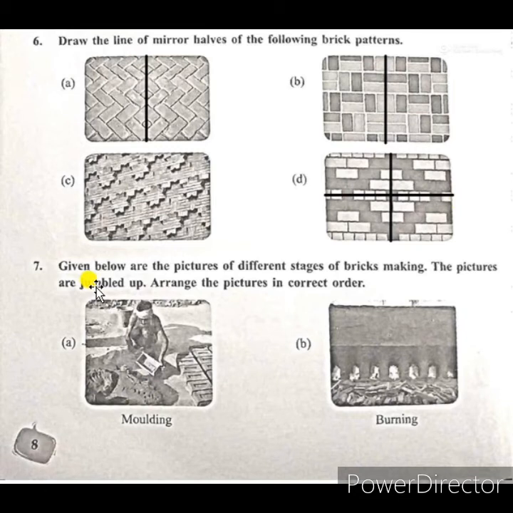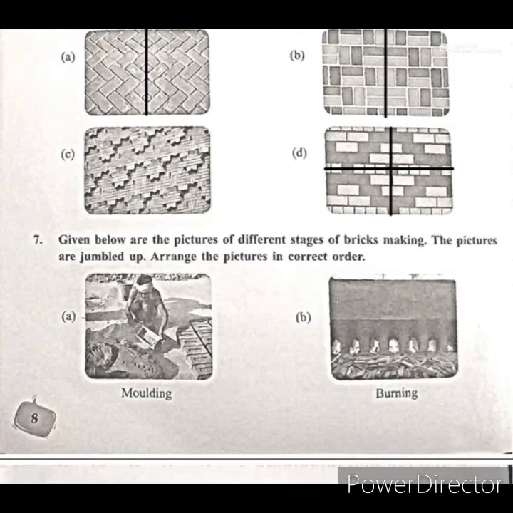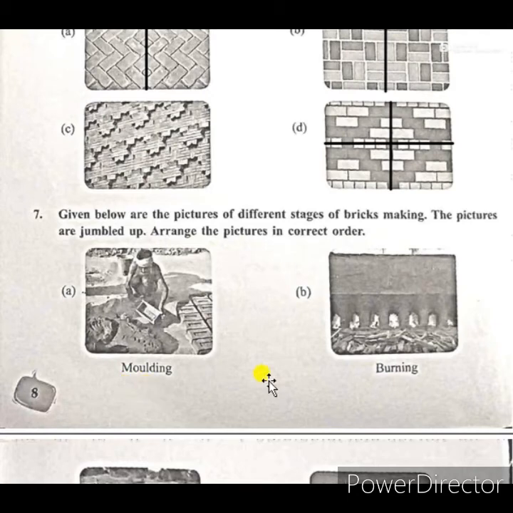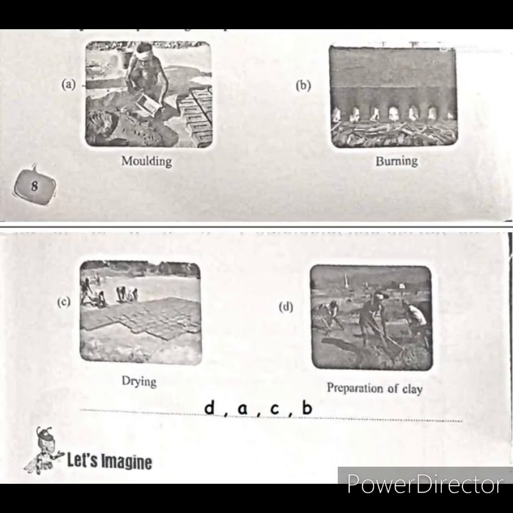Question 7 is, given below are the pictures of different stages of bricks making. The pictures are jumbled up. Arrange the pictures in the correct order. On this page, two pictures are given. The first one is molding and the second one is burning. And on the next page, the other two stages are given. One is drying and the other one is preparation of clay.